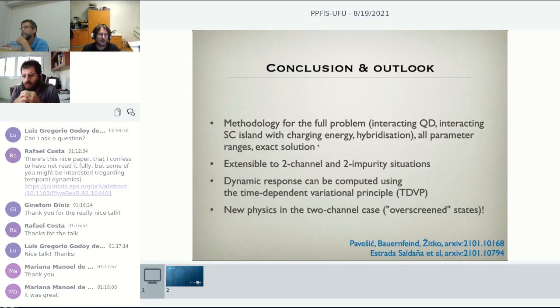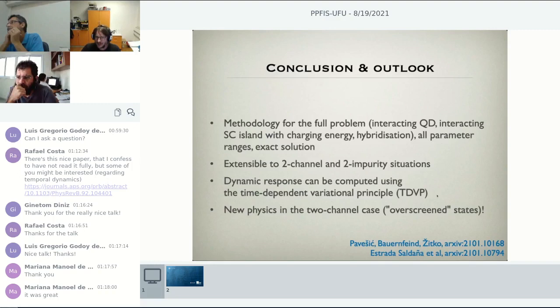Also, we now know that we are able to extend this to, for instance, the two-channel situation. And in principle, although we have not studied this very carefully, we think we should be able to also incorporate two impurity problems. Also, what we have very recently, just a few days ago, realized is that we can also incorporate spin orbit coupling in the superconducting region. Again, in this scheme, I think with only a small increase in the matrix dimensions.